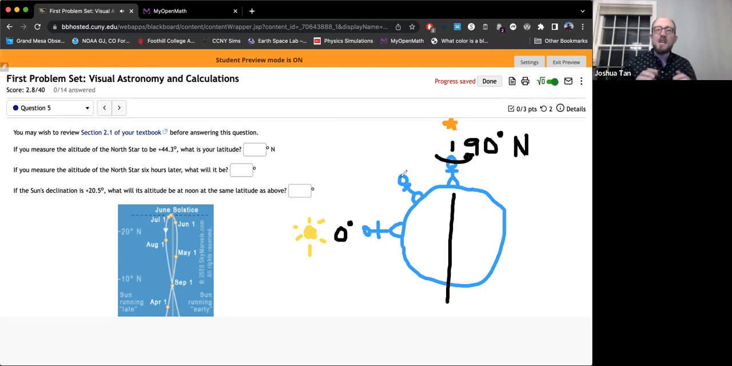This requires you to think carefully and try to understand what is going on in the sky and how we measure these angles in the sky. This section 2.1 can be very helpful. Also, chapter 4 has a lot to say about this.